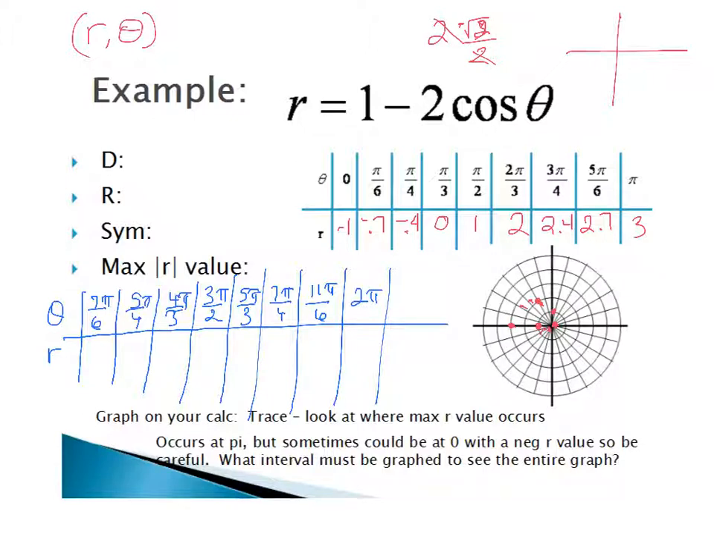At 7 pi over 6, thinking around here, 7 pi over 6, the cosine is negative root 3 over 2 times the 2. So here's my negative root 3 over 2 times the 2. They cancel. I'm at negative root 3. 1 minus negative root 3, 2.7.